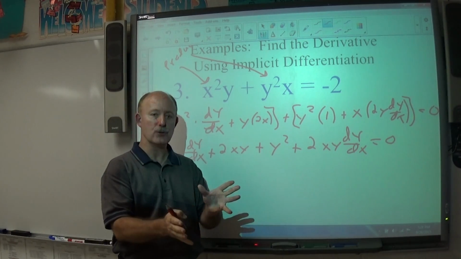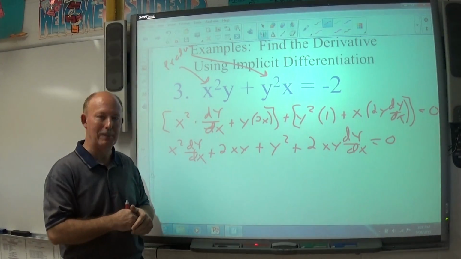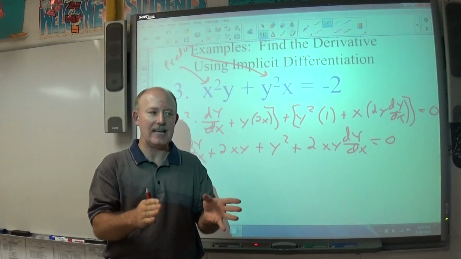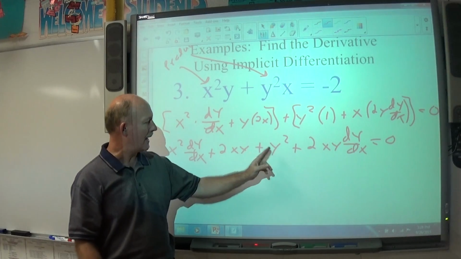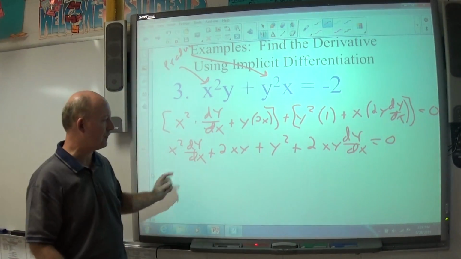Remember now, that's our first step: take the derivative of the equation the way it sits with respect to x. And we've done that. Next, you want to get all terms that have dy dx on one side of your equal sign, everything else on the other side. So the 2xy and the y squared have to go to the right-hand side, and we're going to leave the dy dx factors on the left.